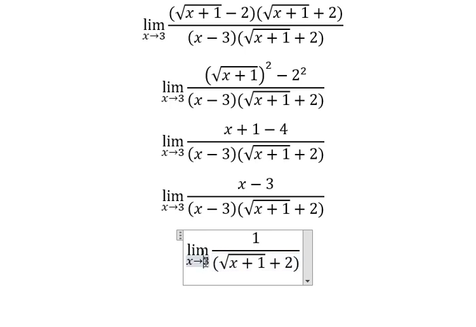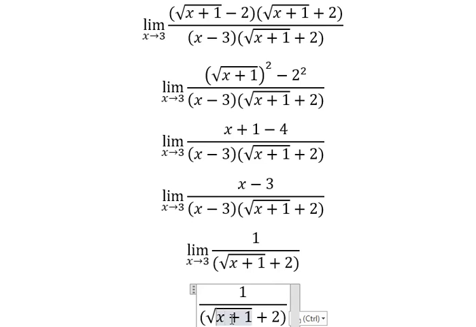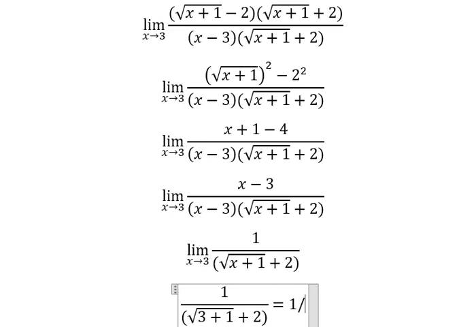Now I will put number 3 in here and we got the final answer. And this one you got 1 over 4.